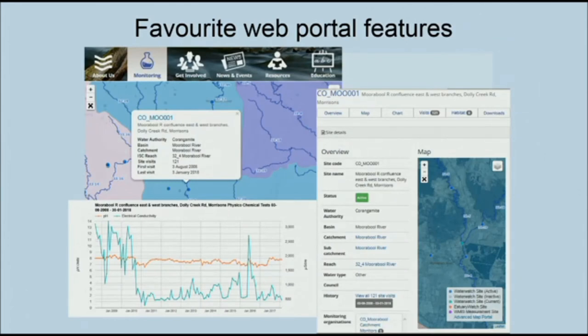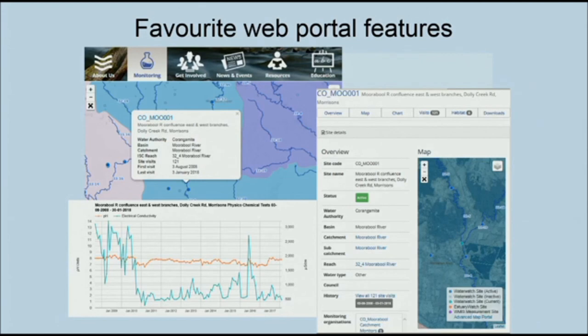Just to talk about some favourite web portal features. So I've got a few slides on these. For instance, there's the mapping portal. You can look at selecting a site. Let's see. Is this a pointer? Good. So you would click on a site, for instance, clicking on the Moorabool at the confluence between the East and West Branch. And once you're in that site, you can see just how long it's been monitored for, information about the reaches, how many visits there are. And then just by clicking the hyperlink, you can then go to more information.